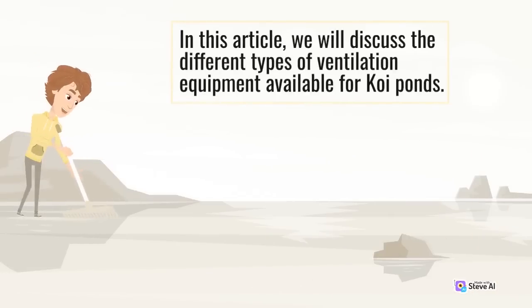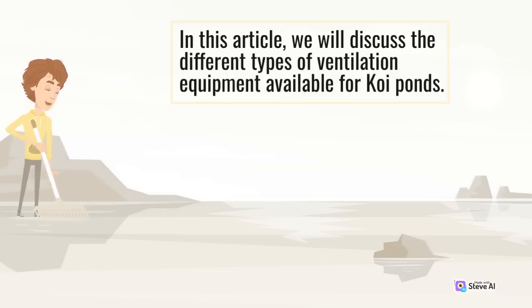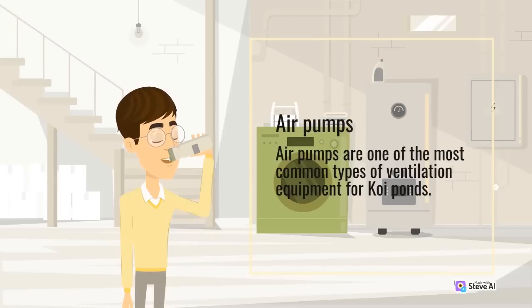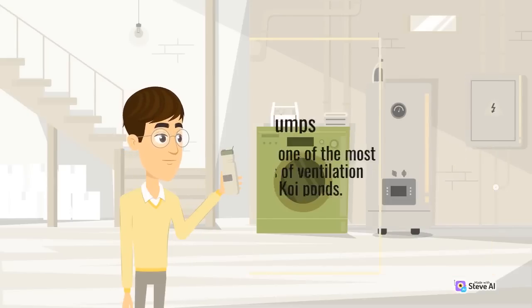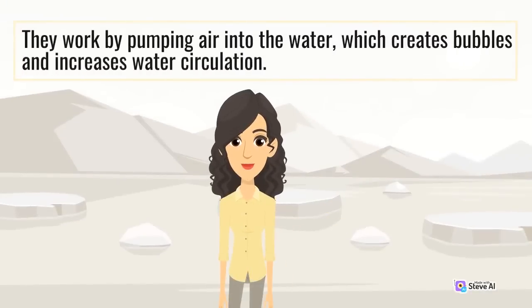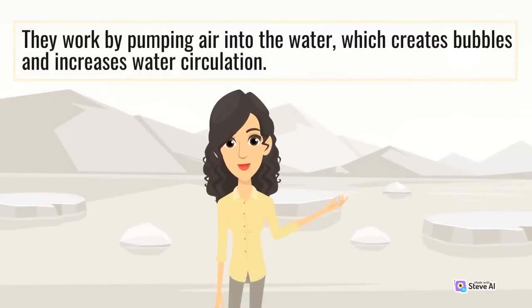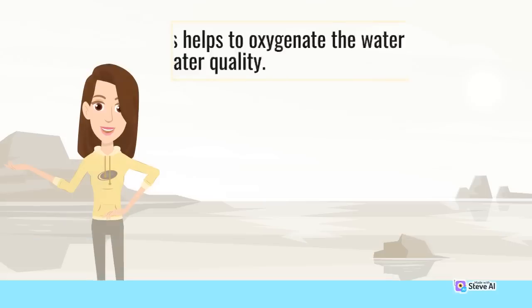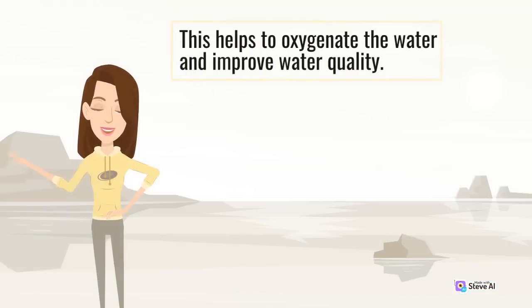In this article, we will discuss the different types of ventilation equipment available for koi ponds. Air pumps. Air pumps are one of the most common types of ventilation equipment for koi ponds. They work by pumping air into the water, which creates bubbles and increases water circulation. This helps to oxygenate the water and improve water quality.